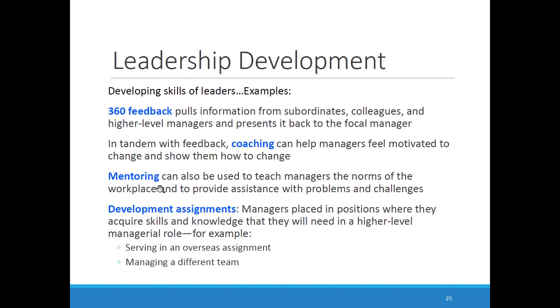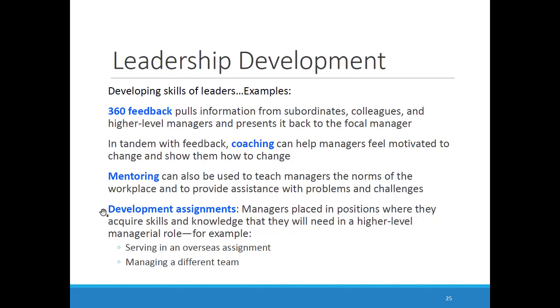And the goal of mentoring is to teach managers the norms of the workplace. So what are the typical behaviors of people in that workplace? What is the normal way to act? And to provide assistance with problems and challenges. So the idea is that the leader needs someone to go to if they're having issues, and the mentor can be a great person for that.